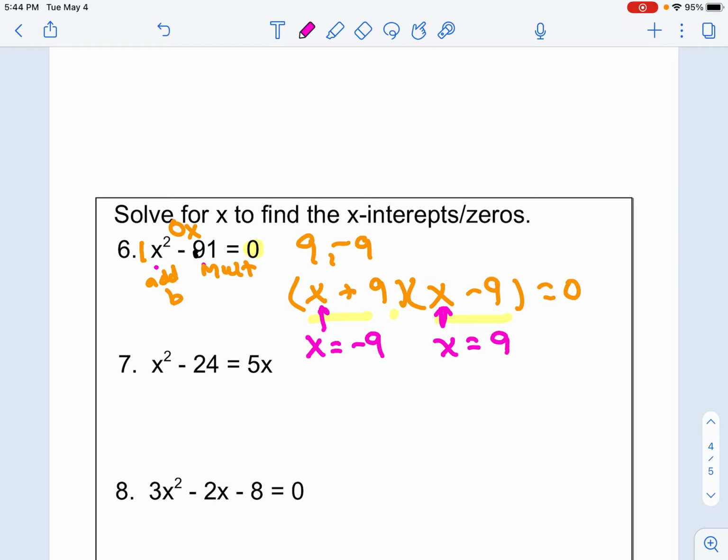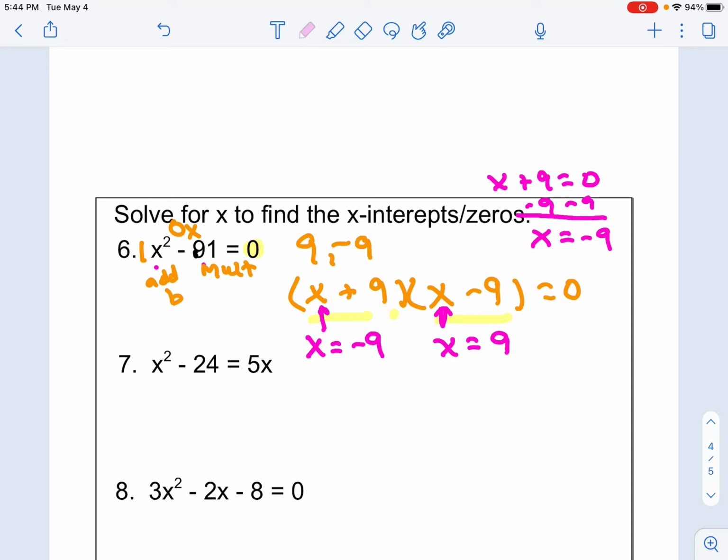Now you could also take the equation and set it equal to 0. You could find out, when does x plus 9 equal 0? Well, if you subtract 9 from each side, then you find out it's when x equals negative 9. And you can do the same thing when x minus 9 equals 0.